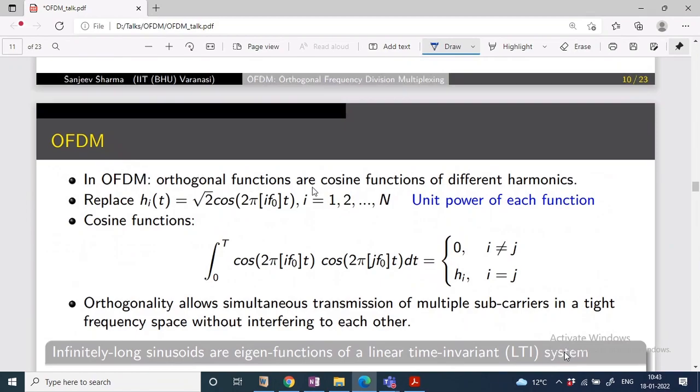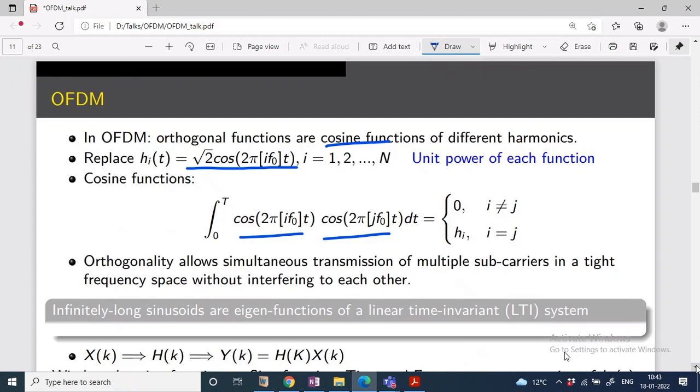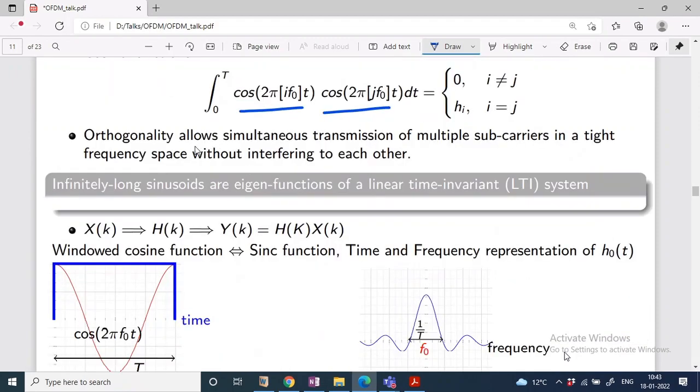So in OFDM, the orthogonal functions are cosine functions. Then they can be written in this way. That's the ith harmonic, and the root 2 we are considering because they are normalized. So they can be defined in this way. They are orthogonal. Orthogonality allows simultaneous transmission of multiple subcarriers in tight frequency space without interfering with each other.